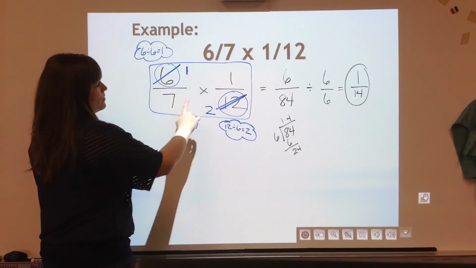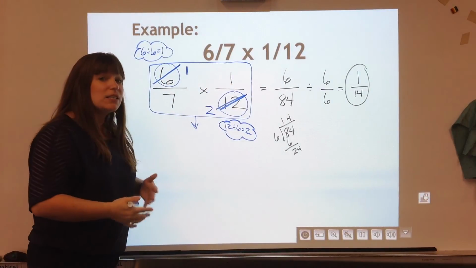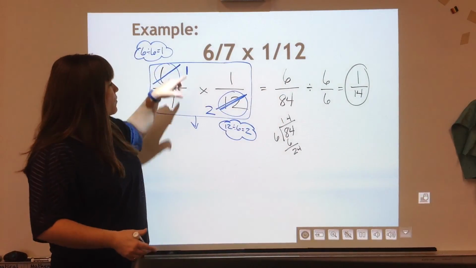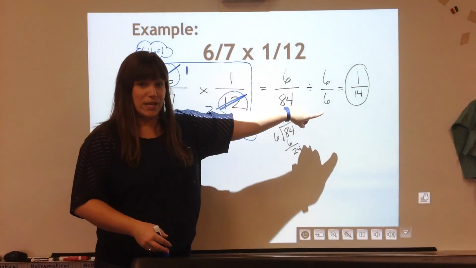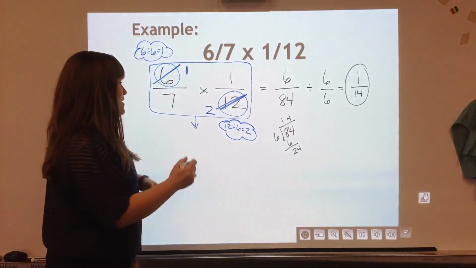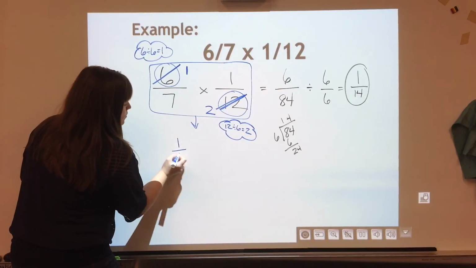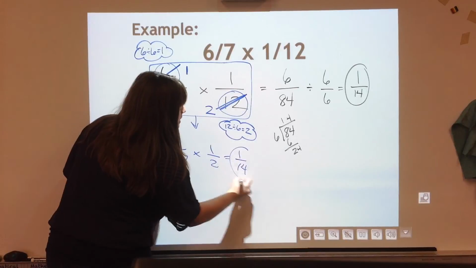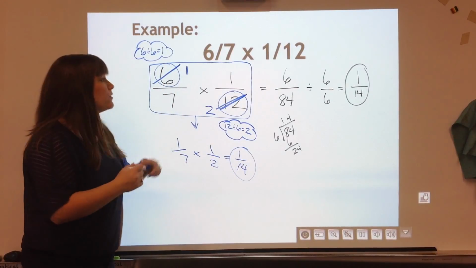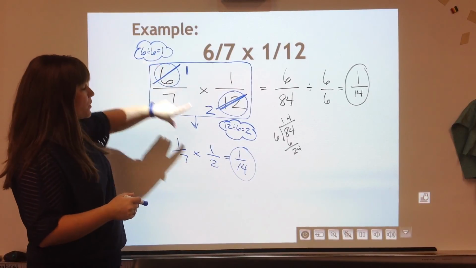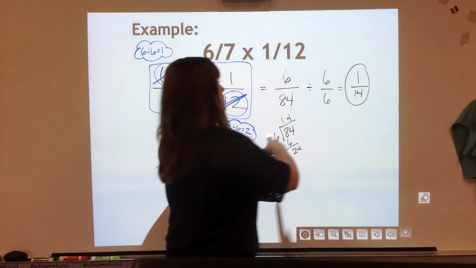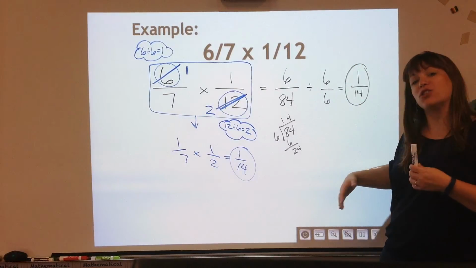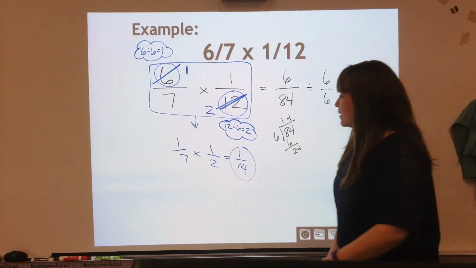Then we have 1/7 times 1/2. That's a lot easier to do than getting that 84 in the denominator, and right away we get 1/14, which was what we got after we simplified. So this becomes 1/7 times 1/2, which is 1/14, and we don't have to simplify at the end. Notice we're dividing by 6 here first. Before, we were dividing by 6 at the end. So it's the same thing, it's just which order are you going to do it in. Let's try one more.